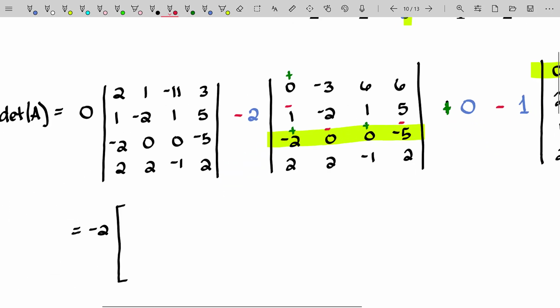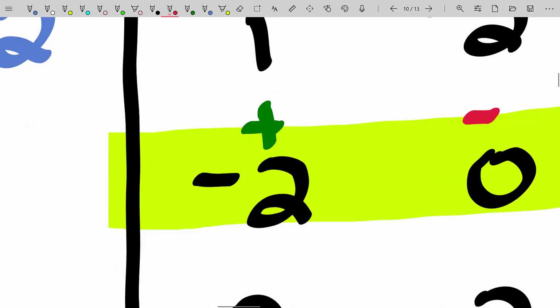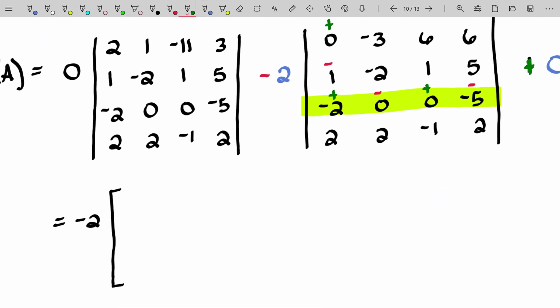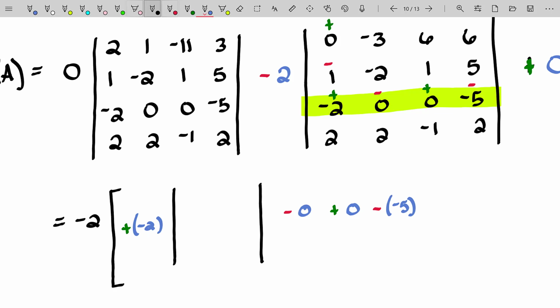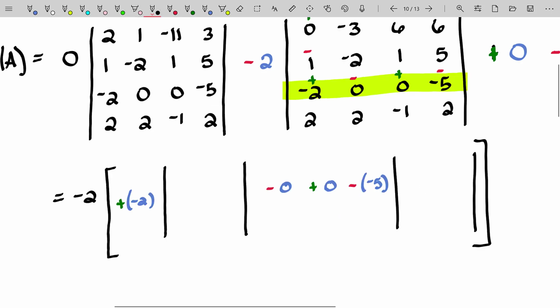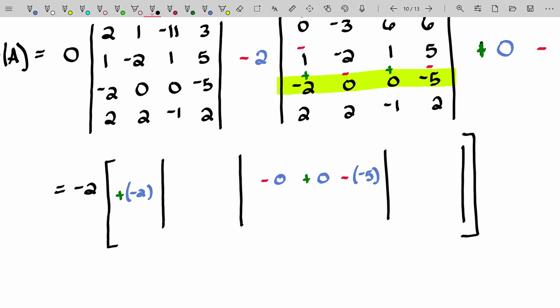Now I'll go ahead and write those coefficients down first. That's my habit. So I have a plus negative 2 times the determinant of something. I'm not really too worried about that. Minus 0 times the determinant of who cares, because that doesn't matter. Plus 0 times who cares, because that doesn't matter. Minus a negative 5 times the determinant of what's left over after you remove that row and that column. Remember, that's all in a group being multiplied by negative 2.